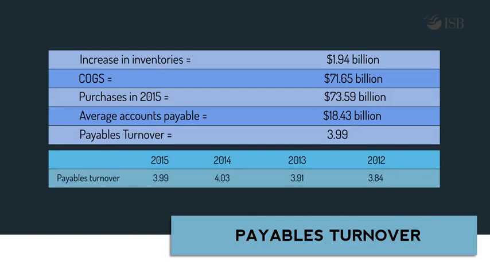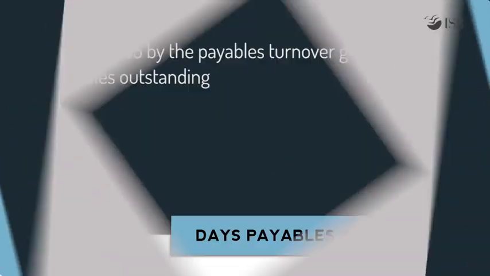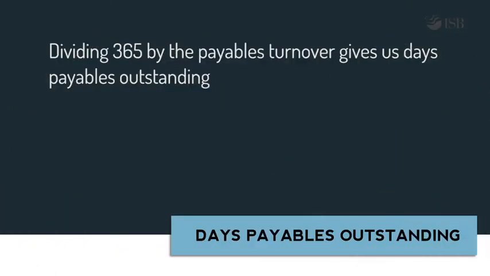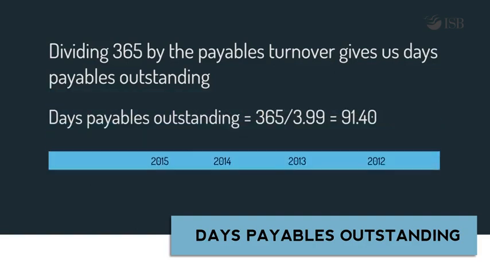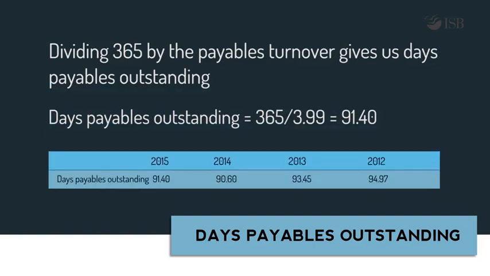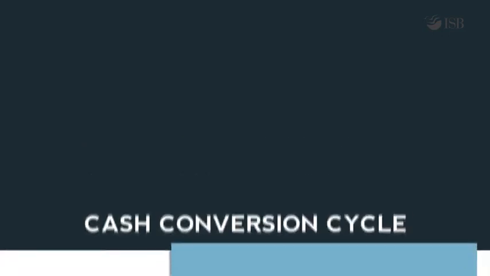Dividing this by its average accounts payable of $18.43 billion gives us a payables turnover of 3.99. Dividing 365 by the payables turnover of 3.99 gives us days payable outstanding of 91.40. This says Amazon pays its suppliers 3.99 times a year, or once every 91.4 days. The days payable outstanding has decreased marginally over the last 4 years. While this may mean that Amazon is paying its suppliers more quickly, it could also mean that either suppliers are not extending credit to Amazon or that some of the credit terms offered by its suppliers are too good for Amazon to pass up.